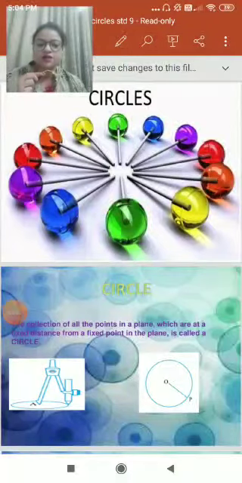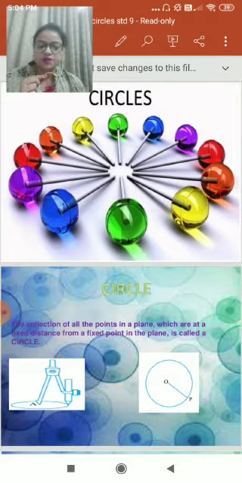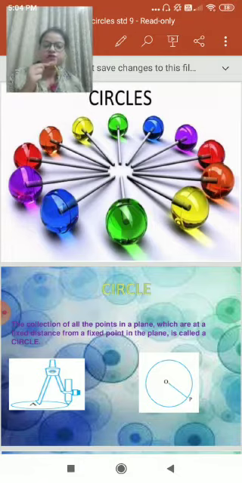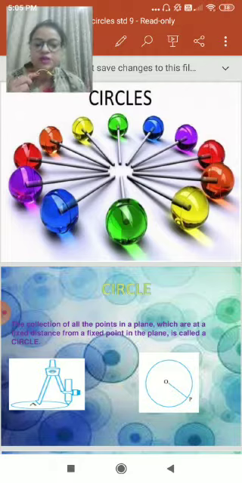Hello students, today we are going to study the chapter Circles, which is in your portion. You are familiar with this shape, as you all know what a circle is. You have seen a circle. So let us talk about the definition of a circle.